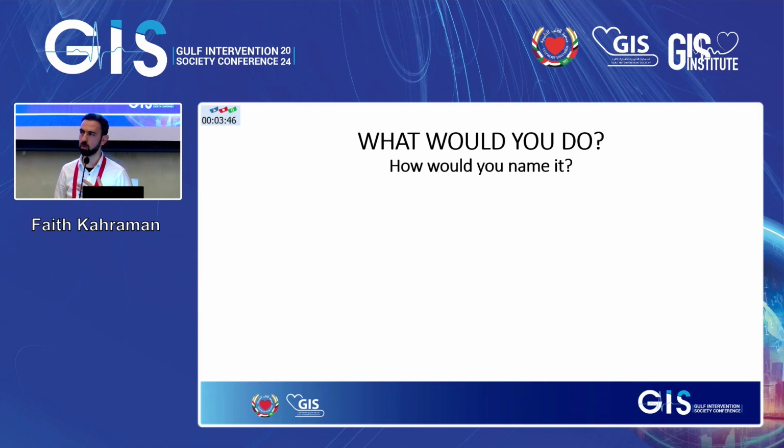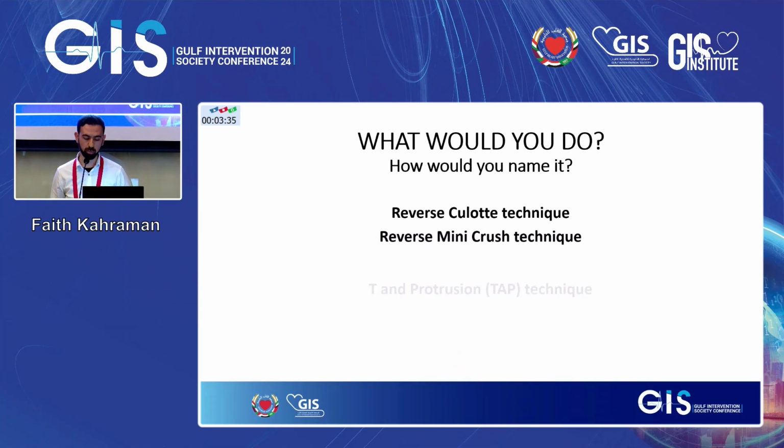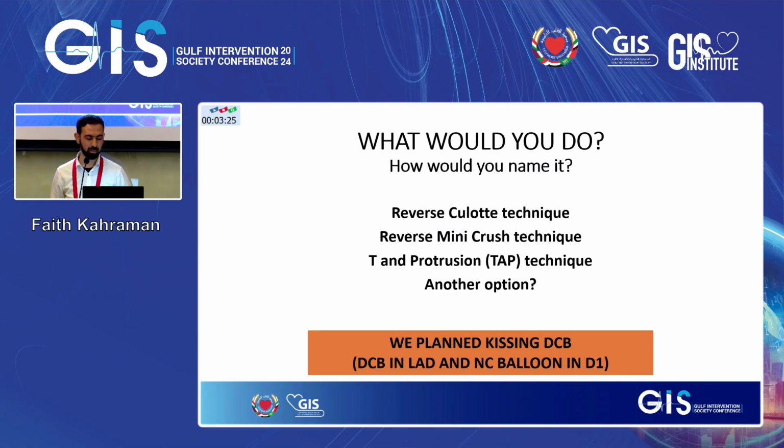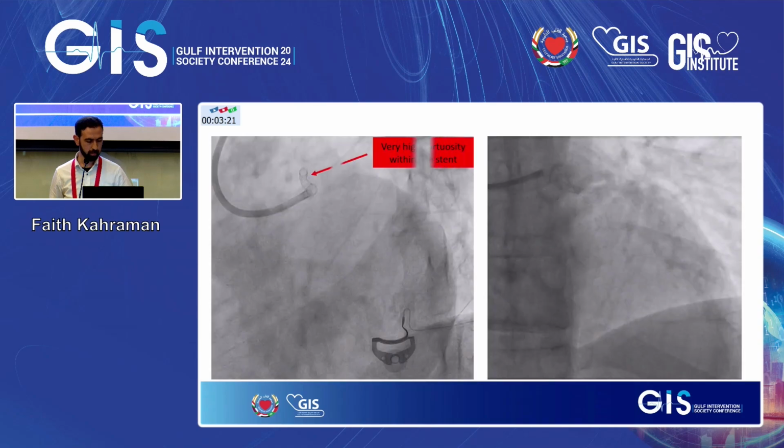I also wonder, if you were in our shoes, what would you do and how would you name it? Reverse flow technique may be the most rational one, or reverse mini crush, T and protrusion, or another option. But in this case, we had a DCB chance in our clinic. We planned kissing DCB in LAD and NC balloon in D1.